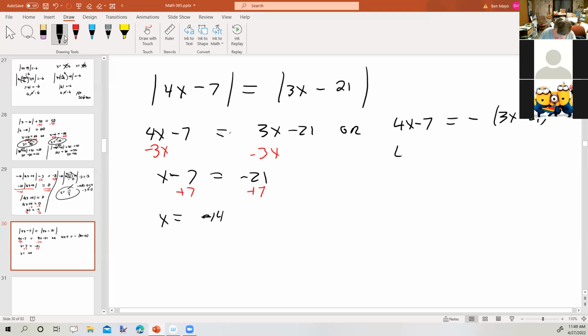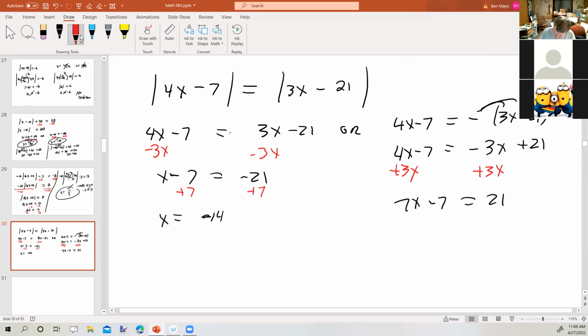The equation on the right, let's go ahead and distribute the subtraction, or the negative sign. So we get -3x plus 21. Then we'll add 3x to both sides and we get 7x minus 7 equals 21. We'll add 7 to both sides. We get 7x equals 28. We'll divide both sides by 7 and we get x equals 4. So I've got -14 and 4 as my two possible solutions.